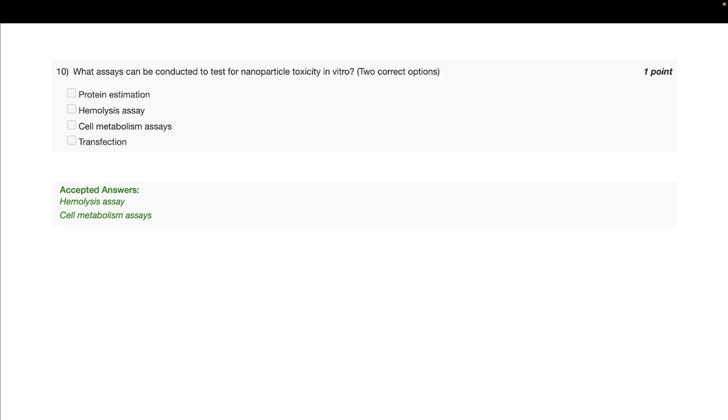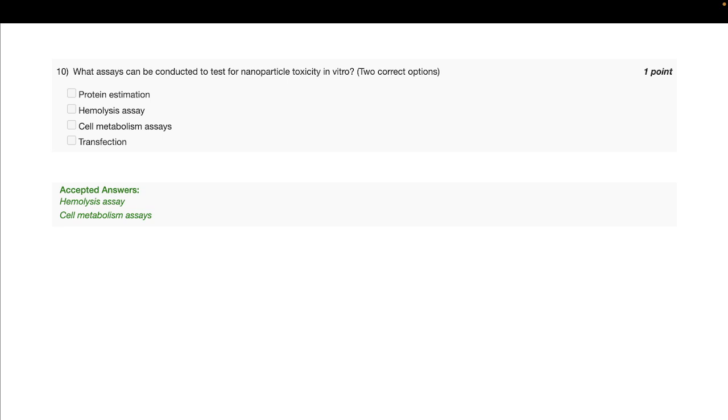Another example is the cell metabolism assay, where, let's say, you take a fibroblast cell line or a macrophage cell line, and you put your nanoparticles in the media where the cells are growing in vitro. Everything is done in vitro, and you check the metabolism of these cells, whether they are growing happily, whether they are under any stress, are they shrinking, how do they look. All these assays can be done to test the toxicity of nanoparticles in vitro.